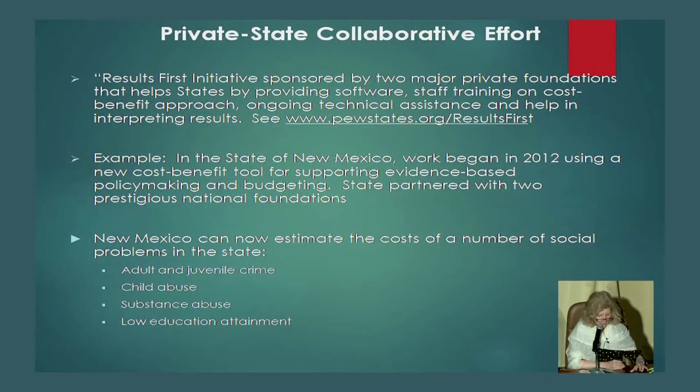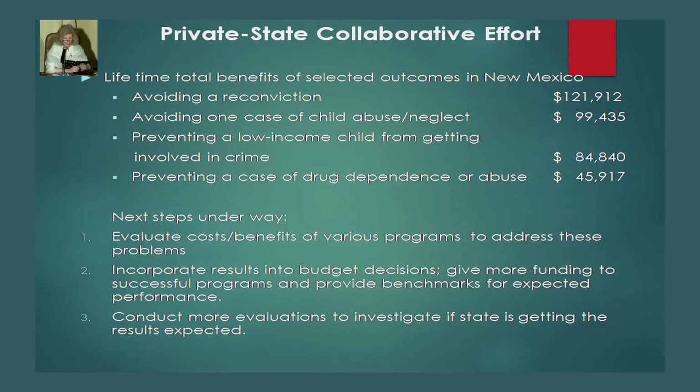And as a result, New Mexico can now estimate the costs of a number of social problems in the state: adult and juvenile crime, child abuse, substance abuse, and low education attainment. This next chart shows you the cost estimates to society in New Mexico that they have come up with. The lifetime total benefits of selected outcomes in New Mexico: if we can avoid a reconviction of someone who's in prison, that's $121,000. Avoiding one case of child abuse or neglect, that's worth $99,000, and so on.